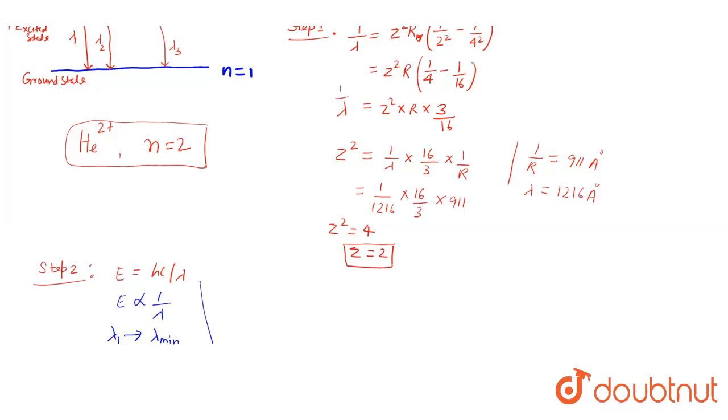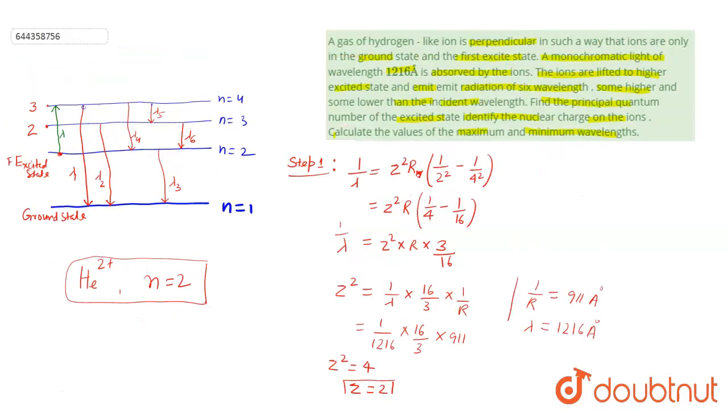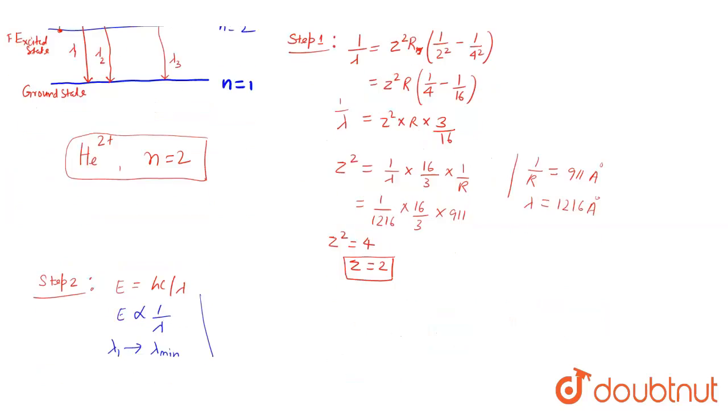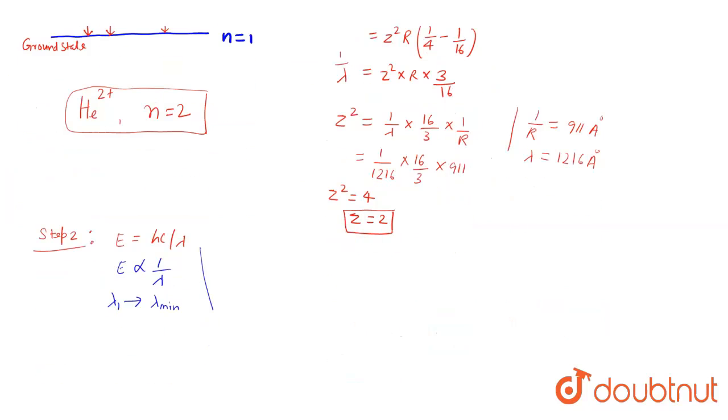And similarly lambda 5 has the smallest energy. That means this lambda 5 can be assumed as lambda maximum. Now our task is to find out these values.